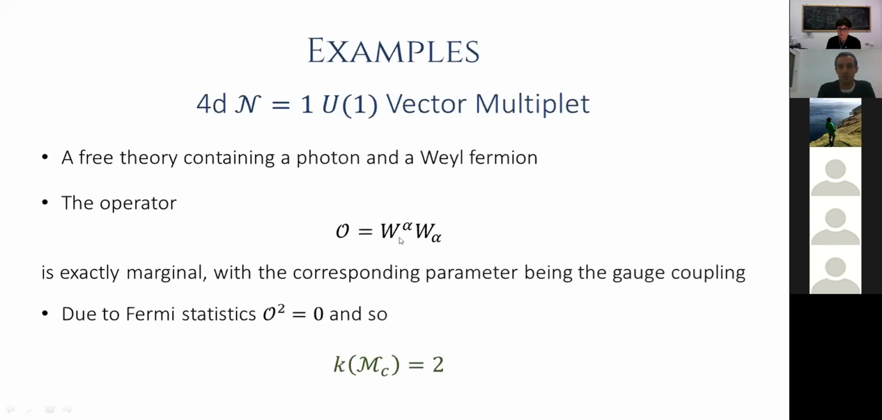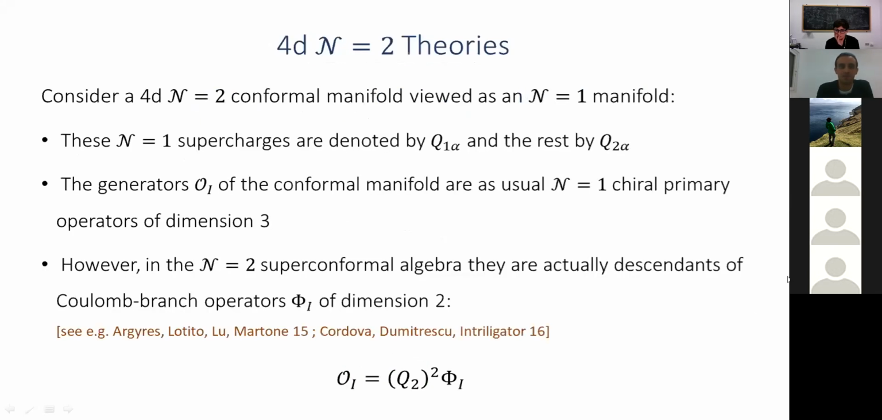And in particular, the operator W squared, where W is the field strength chiral multiplet, is exactly marginal. And the corresponding parameter is just the gauge coupling. So this is a 1-dimensional conformal manifold parameterized by the gauge coupling, which seems trivial here in flat space, but in curved space it is not trivial. And then due to Fermi statistics, we simply get that O squared is 0. So here it is indeed a nilpotent operator with nilpotency index being equal to 2.